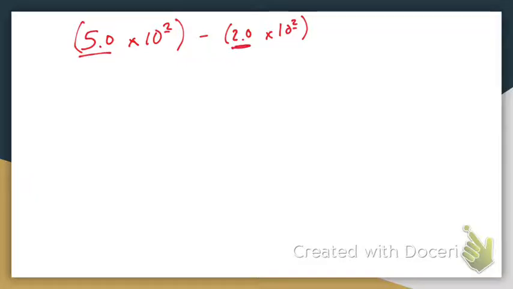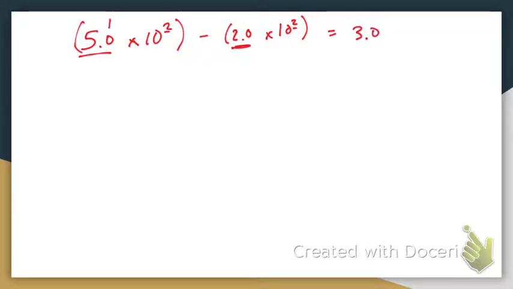if we have, say, 5.0 times 10 to the second, I'm just going to use parentheses so it's easier to see, minus, say, 2.0 times 10 to the second. This is one of the easier problems because the exponents are the same, so what you just do is subtract the coefficients. The numbers before are called the coefficients. And so 5 minus 2 is just 3.0.